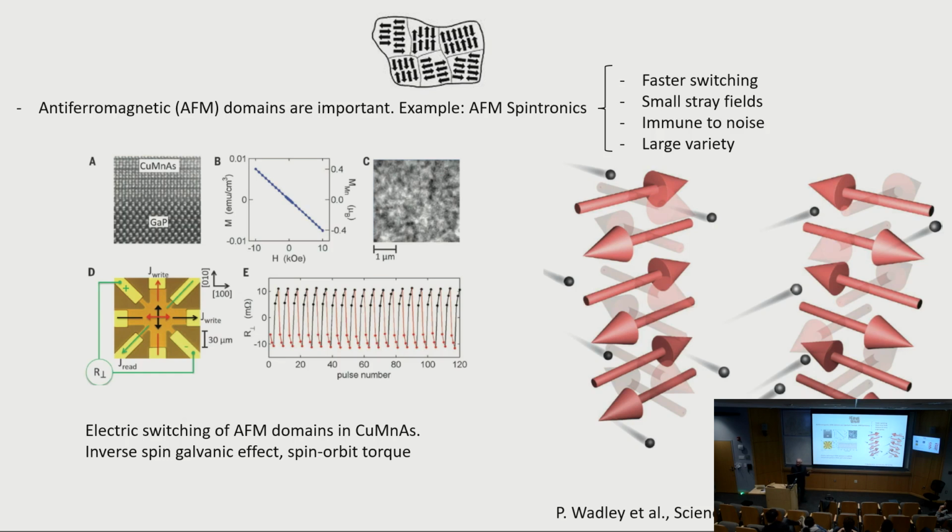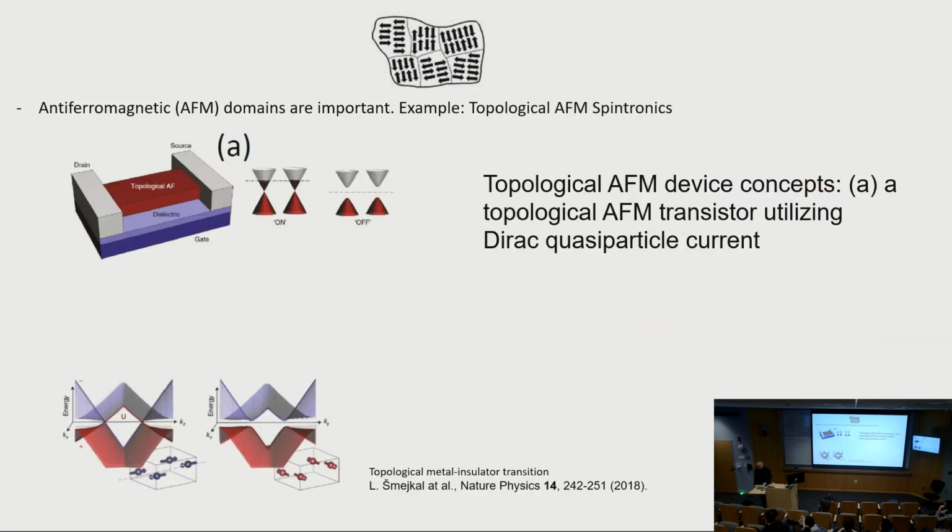This is a little bit misleading. This is not really the mechanism, how this is done. This is an inverse spin galvanic effect through spin orbit torque. But the message that I would like to make by this plot is that one can switch antiferromagnetic domains by various means, including electrical way.